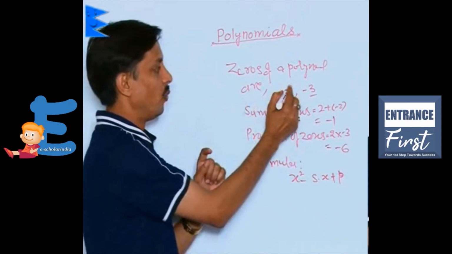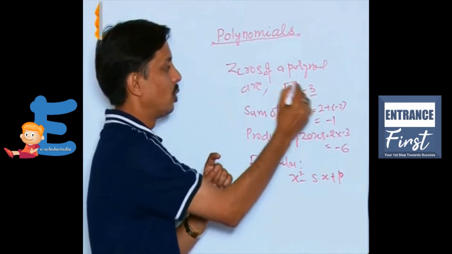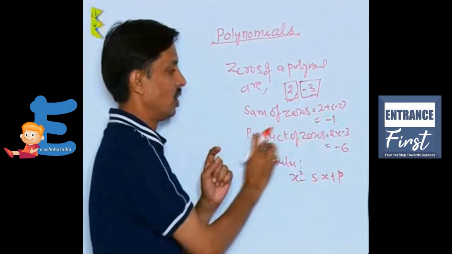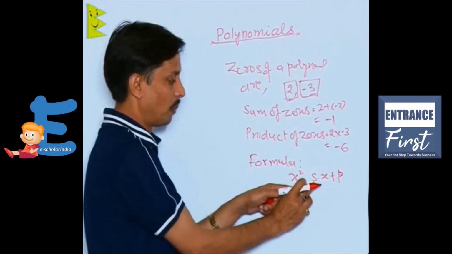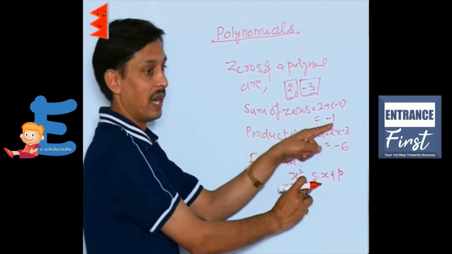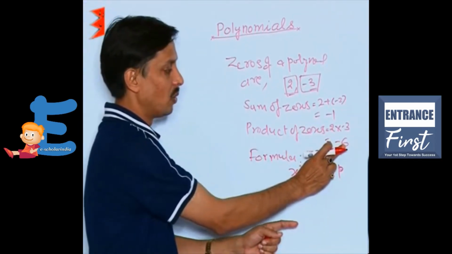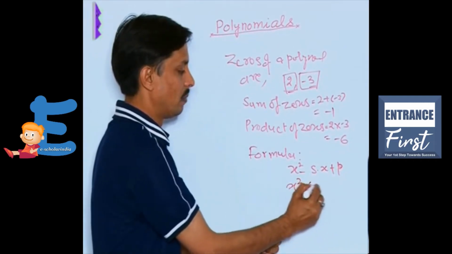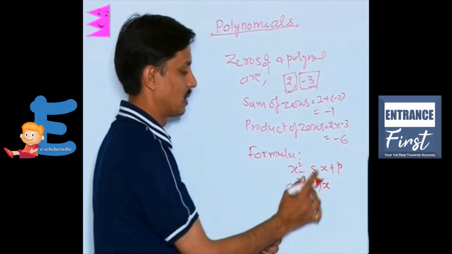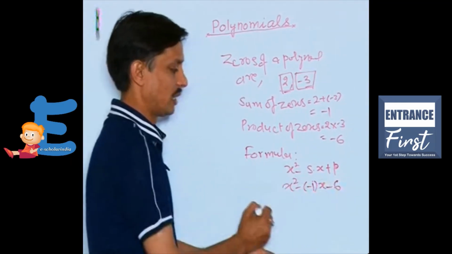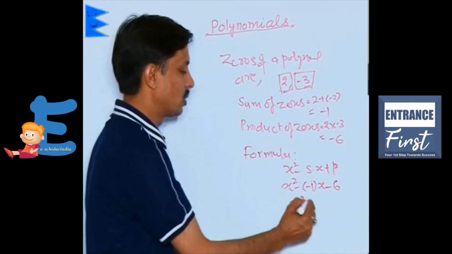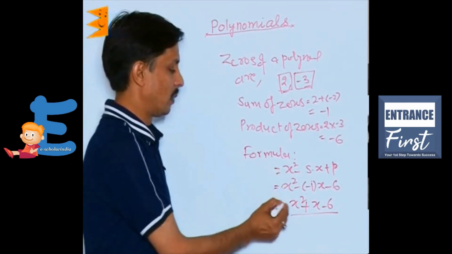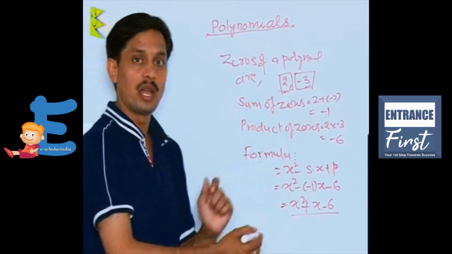In this case, the zeros are 2 and minus 3, their sum becomes minus 1, their product becomes minus 6. In place of s, we will replace minus 1. In place of p, we will replace minus 6. So the answer will be x square minus of minus 1 into x plus minus 6. So this will be x square plus x minus 6, the quadratic polynomial whose zeros are 2 and minus 3.